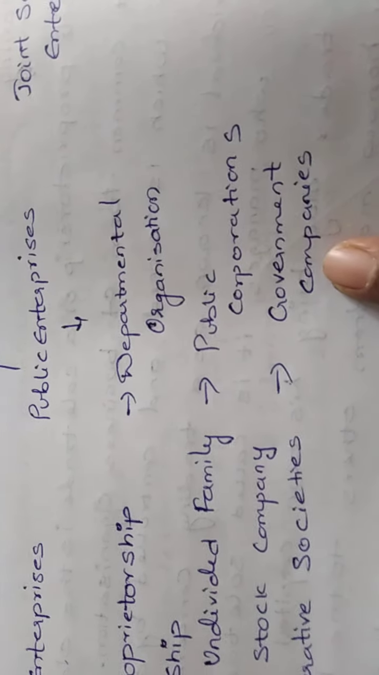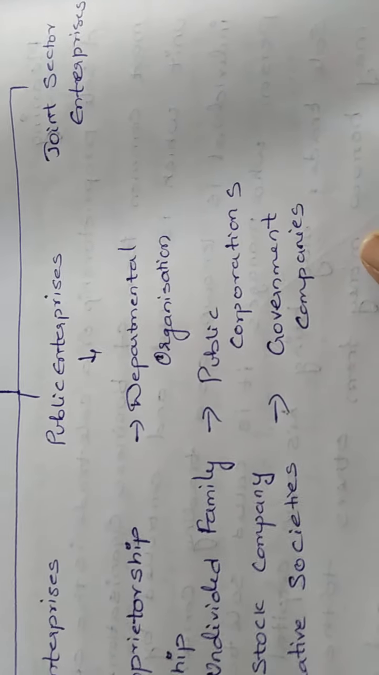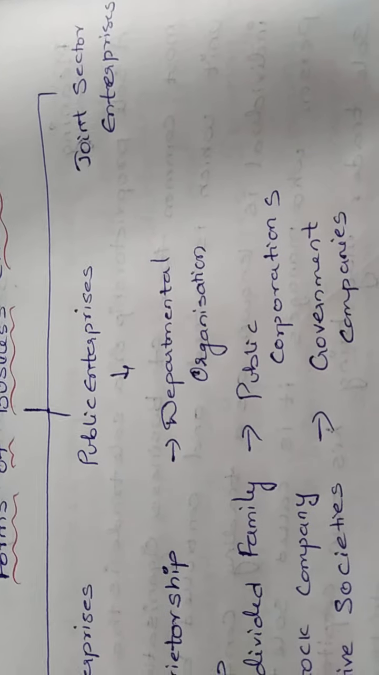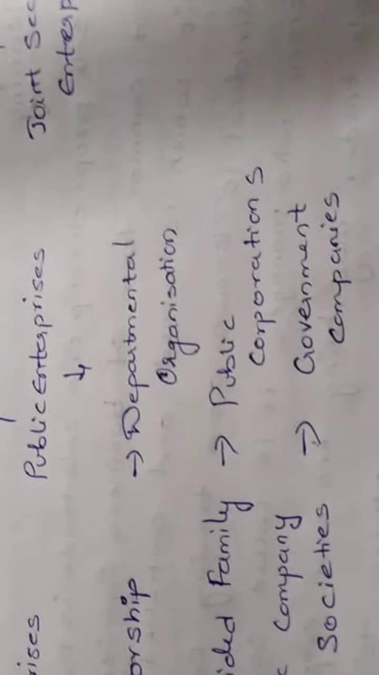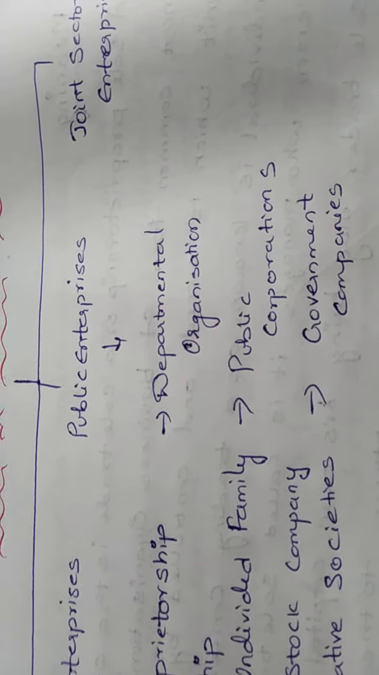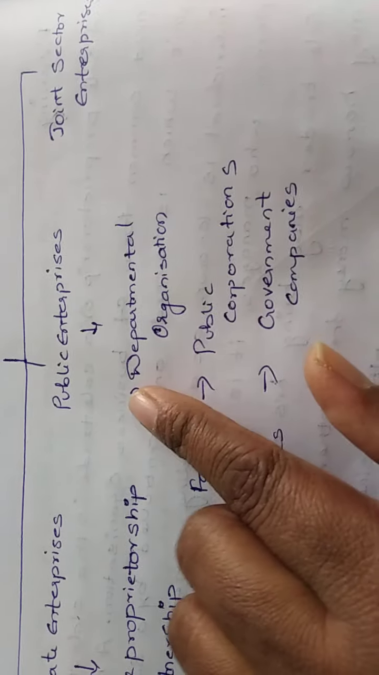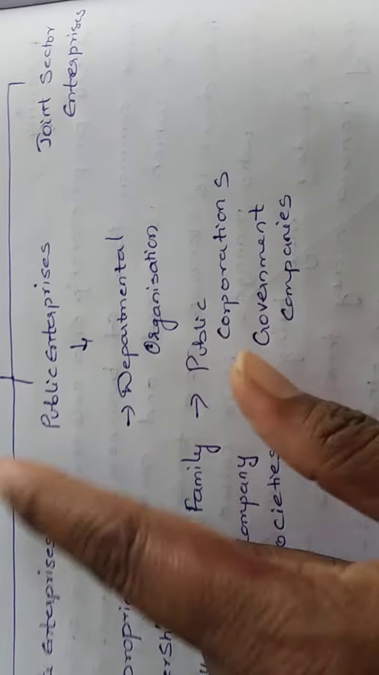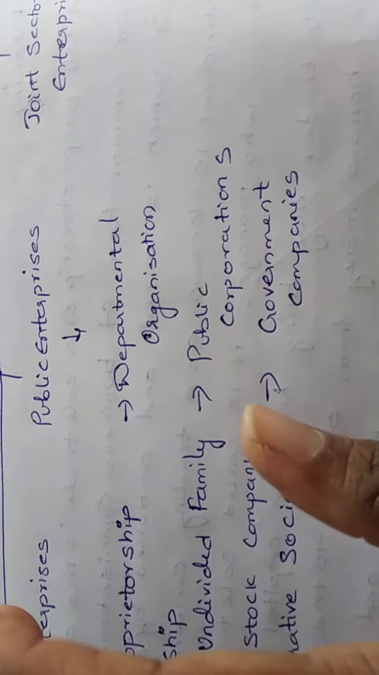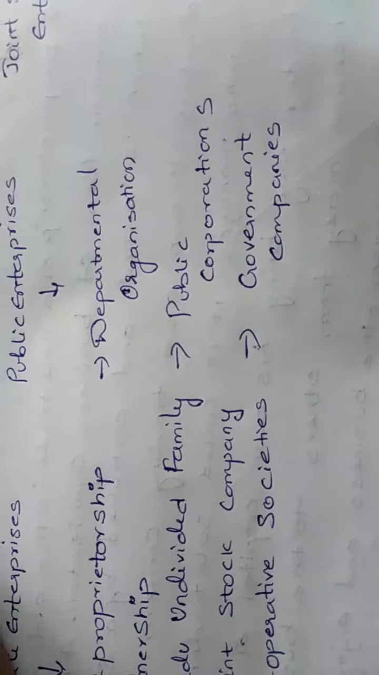Departmental organizations are nothing but a departmental form of organization for managing state enterprises, the oldest form of organization. These three types of organizations will be controlled by the government.